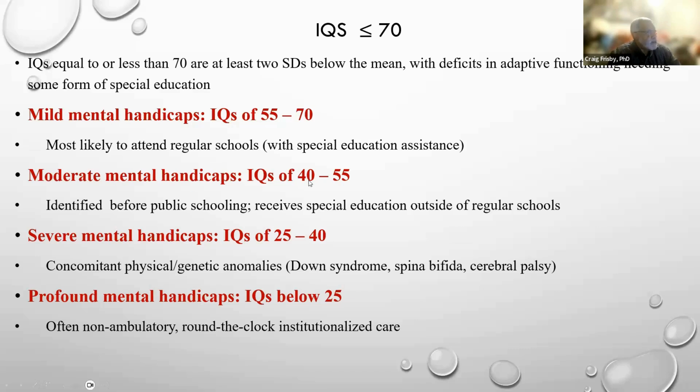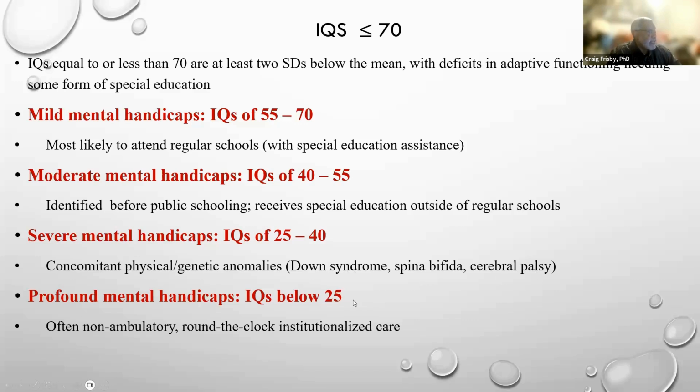So for kids that get IQs between 40 and 55, these are kids that you can tell even before they reach public schooling age that they have mental and developmental disabilities, and they typically receive special education outside of the regular schools. For kids that are between the IQs of 25 to 40, these are kids that also have associated physical or genetic anomalies such as Down syndrome, spina bifida, or cerebral palsy.